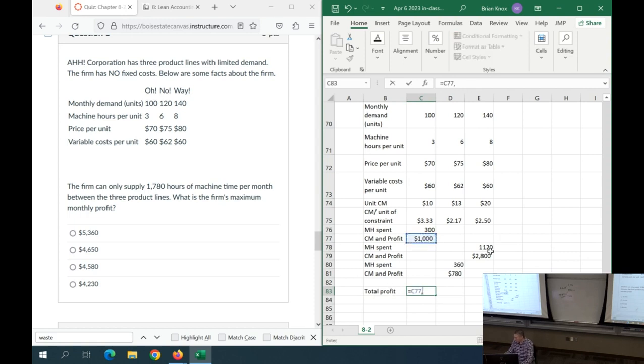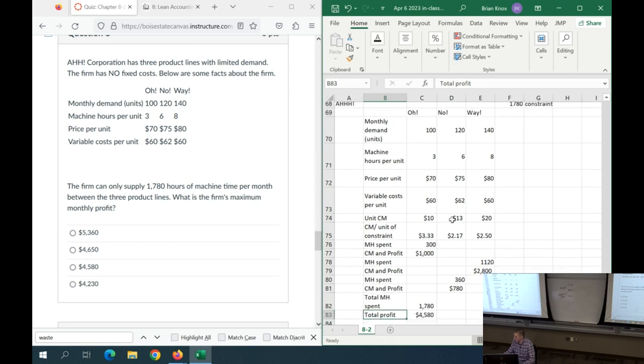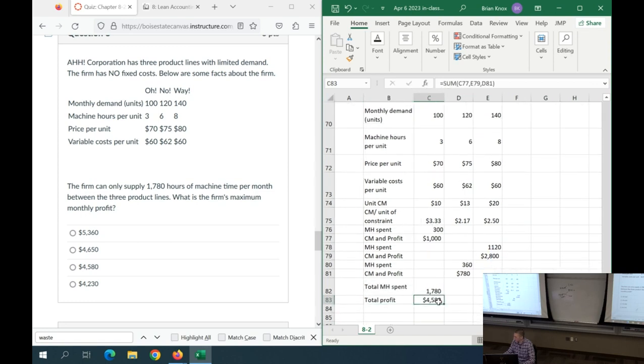So add together our totals. Okay, good. Just as a check figure here, making sure I didn't overuse machine hours. Total machine hours spent, 1780, which matches the constraint. We earned 4580 as our maximum profit there.